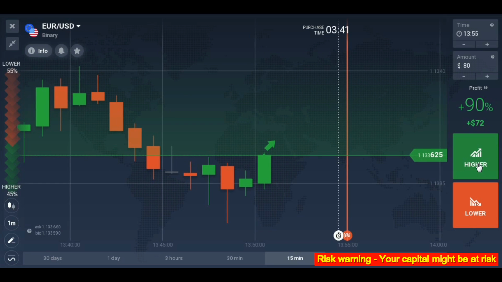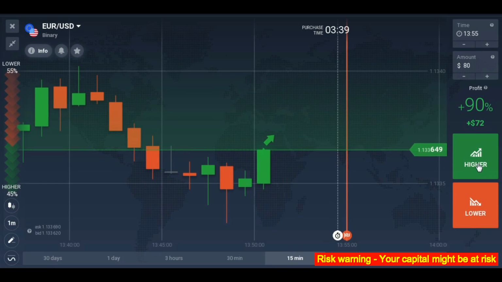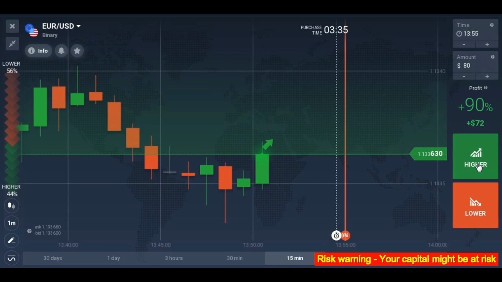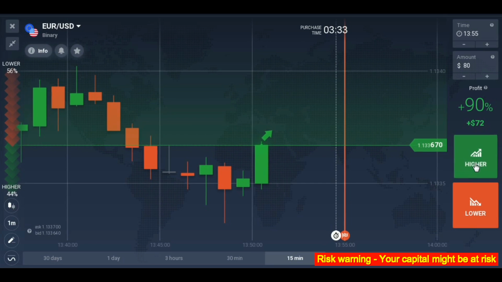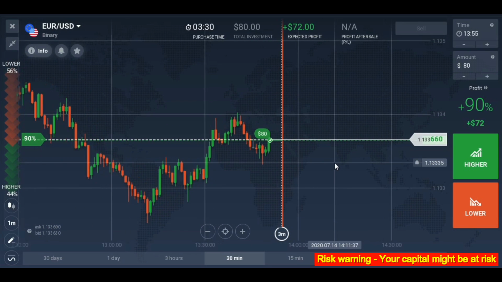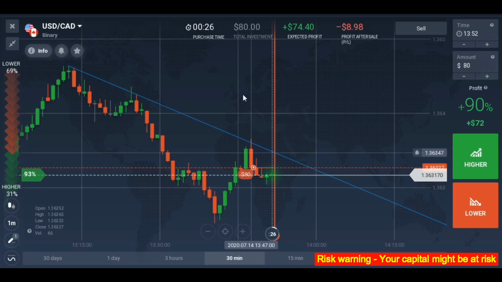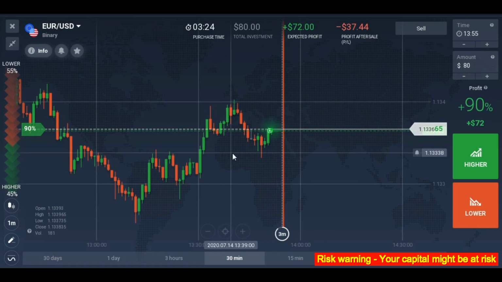Okay, let's wait for this candle, then I will explain to you why I'm taking this trade. It's a good trading setup, trust me. Yes, so I have taken this trade here as well. It's a 4-minute trade, and this is also a 4-minute trade. Now let me explain why I have taken this trade here.